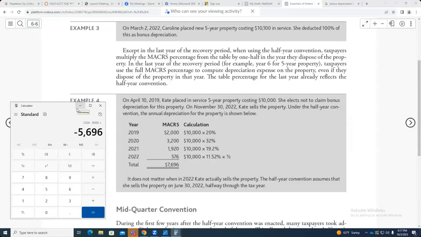Yes. So for example, if we use the straight line for every year, $2,000. If you use a straight line, it will be $10,000 divided by 5, which is 20%. Using the mid-year convention, year 1 will be 10%. So 10,000 times 10%, year 1. Make sense?